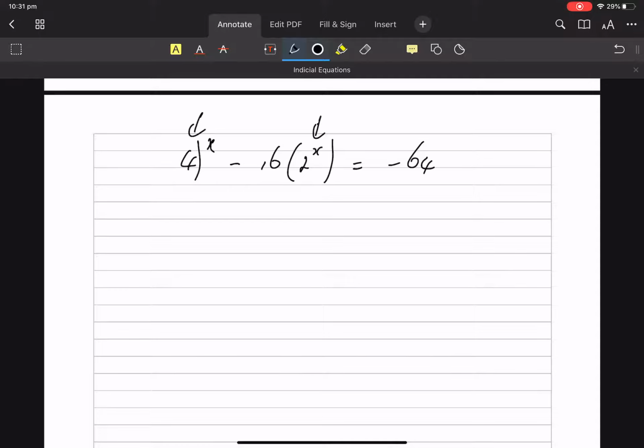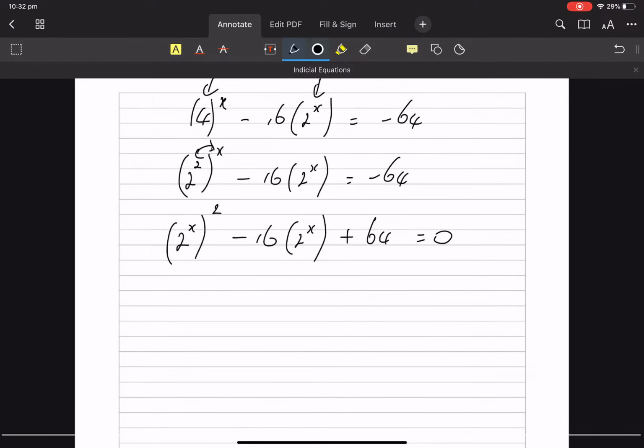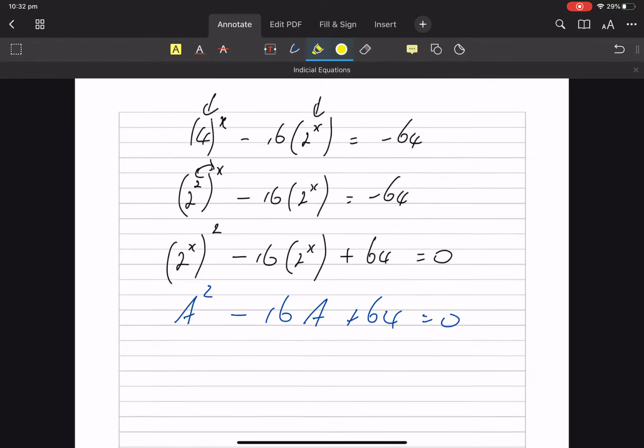So how about I go 4 is 2 squared. I'm going to swap those around. So that's 2 to the x squared minus 16 times 2 to the x. And you'll notice I've swung the 64 over because, you guessed it, this is a squared minus 16a, because they're the same.